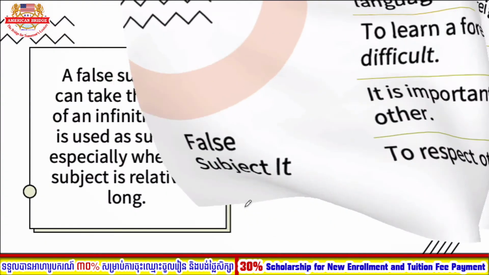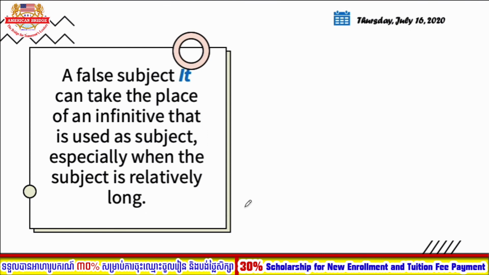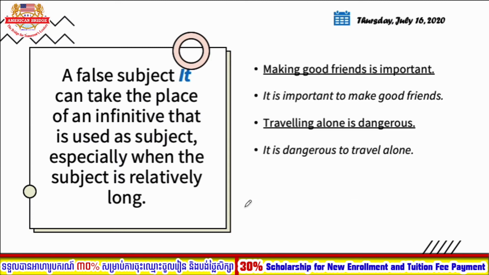So why do we use this structure? We use the "for subject it" structure. It can take the place of an infinitive that is used as the subject, especially when the subject is relatively long. So let's look at the other example. Making good friends is important. As you can see, you can also use this to replace the gerund phrase as well.